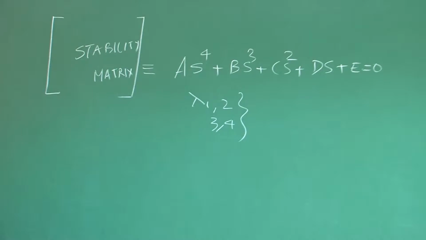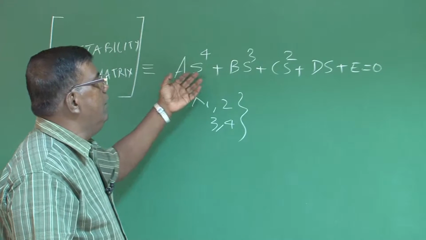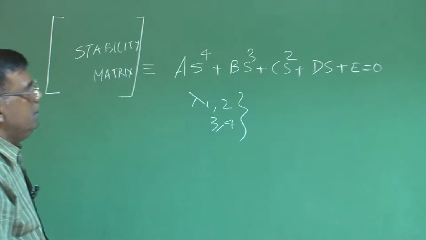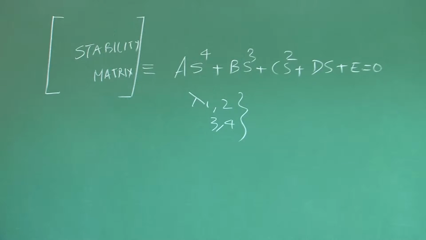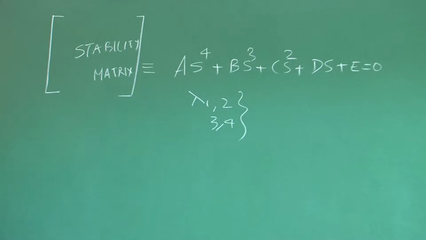case, and for the lateral directional case, they depend on the values of A, B, C, D, E, their magnitude and their sign, and in turn it depends upon the dimensional derivatives, and dimensional derivatives in turn depend upon the non-dimensional derivatives and of course inertia properties.